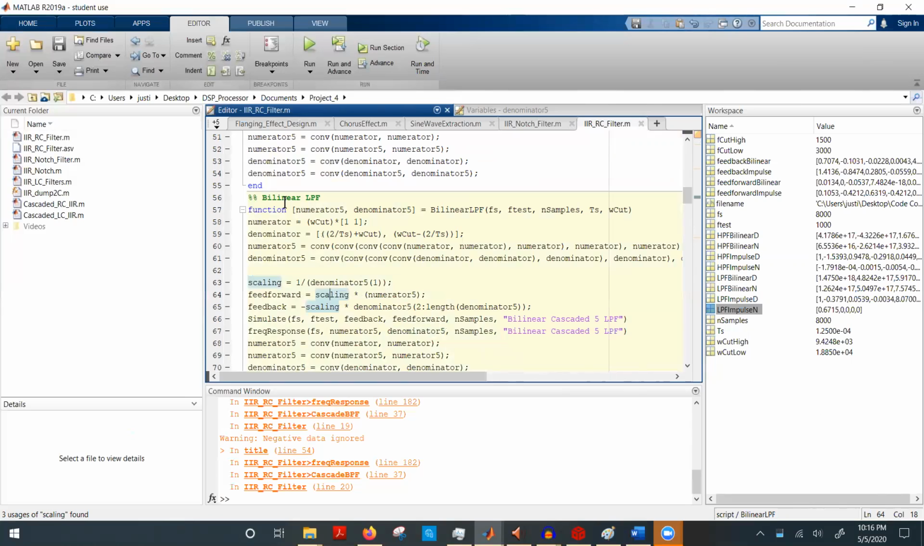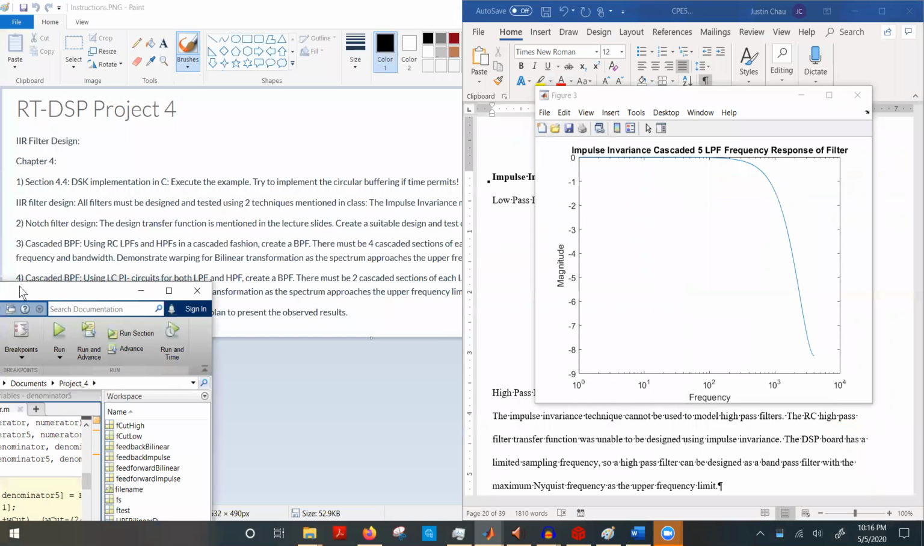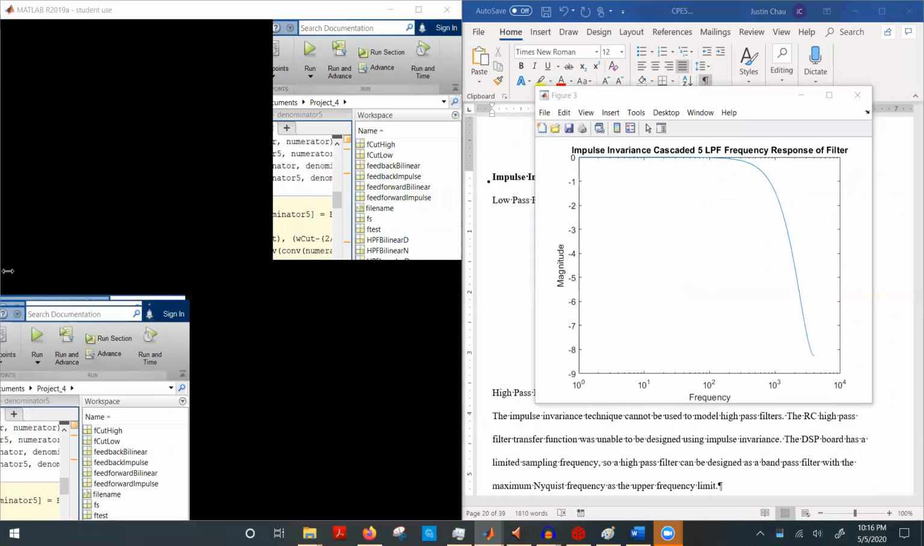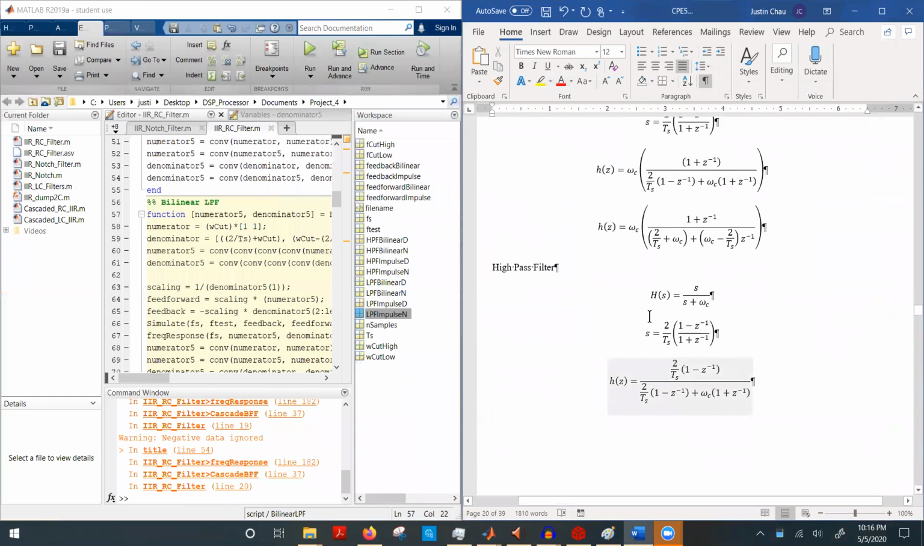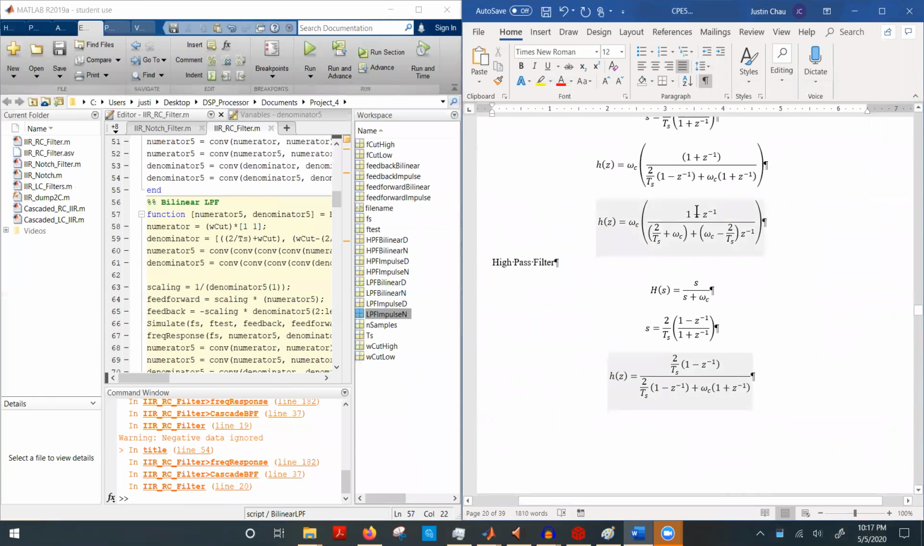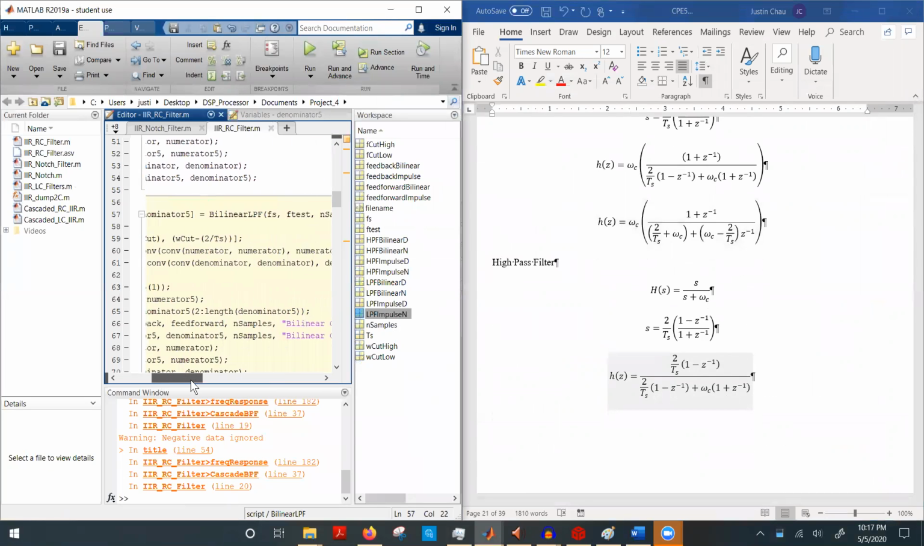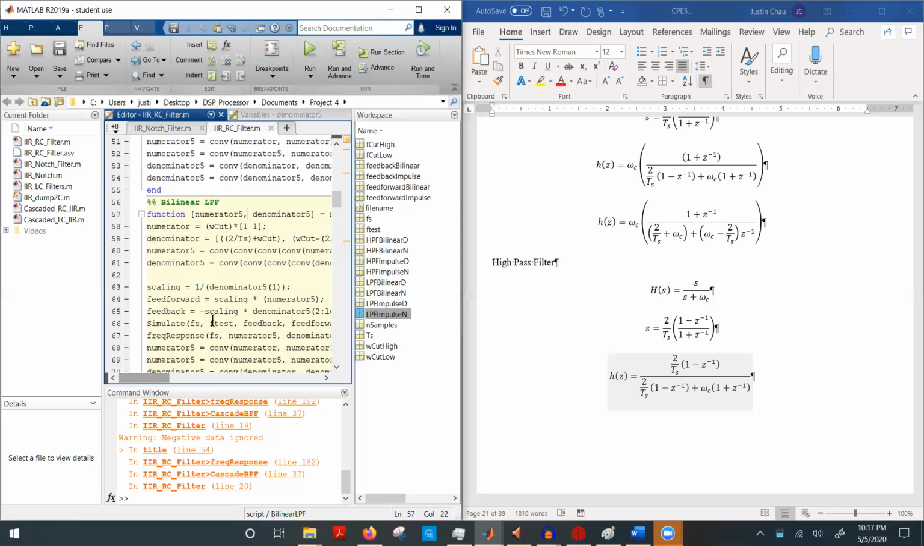All right, next we have the bilinear low pass filter right here. For the bilinear low pass filter, we use the bilinear transform. This is what the bilinear transform looks like if you put this back over here. Here we have 1 and 1 with W cutoff frequency, and then you have this 2 over TS plus the W cutoff frequency, W minus 2 over TS. So that's pretty much just the first order.